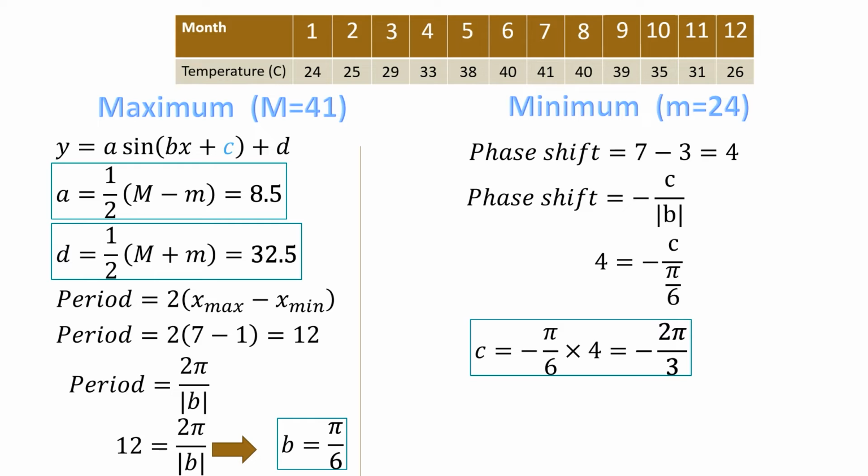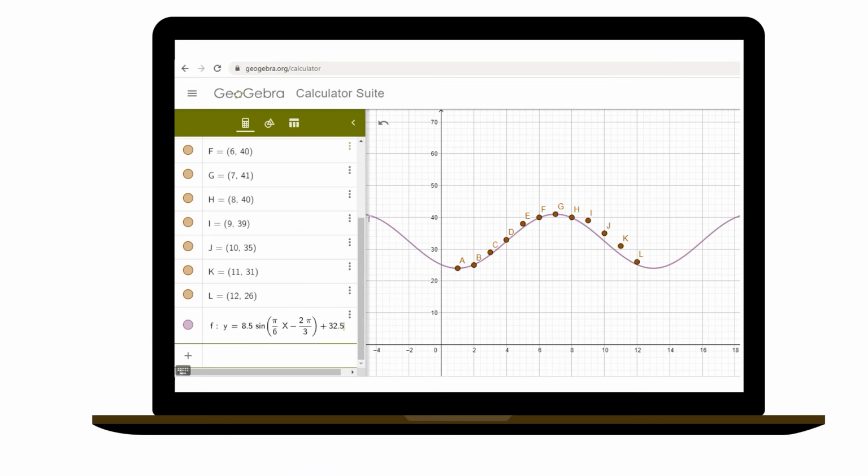Now we found everything that we need, so the equation will be y equals a sine(bx plus c) plus d. a is 8.5, d is 32.5, b is pi over 6, and c here is minus 2 pi over 3. So this is our model. This is our function.